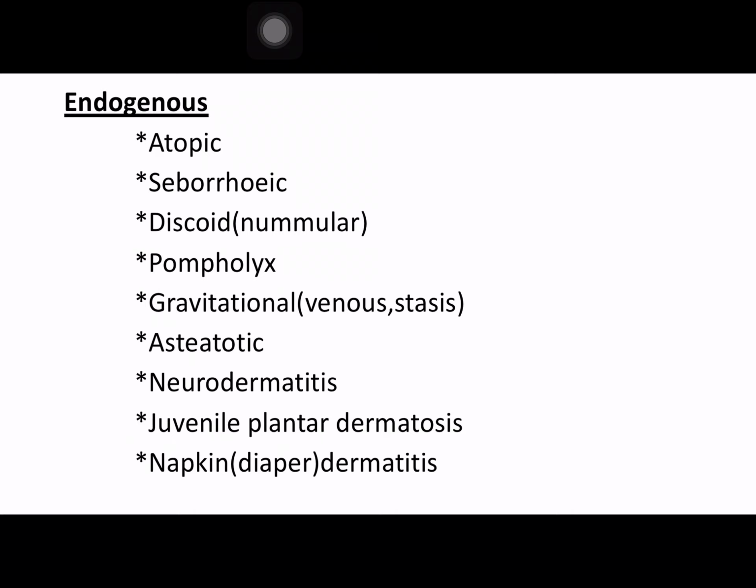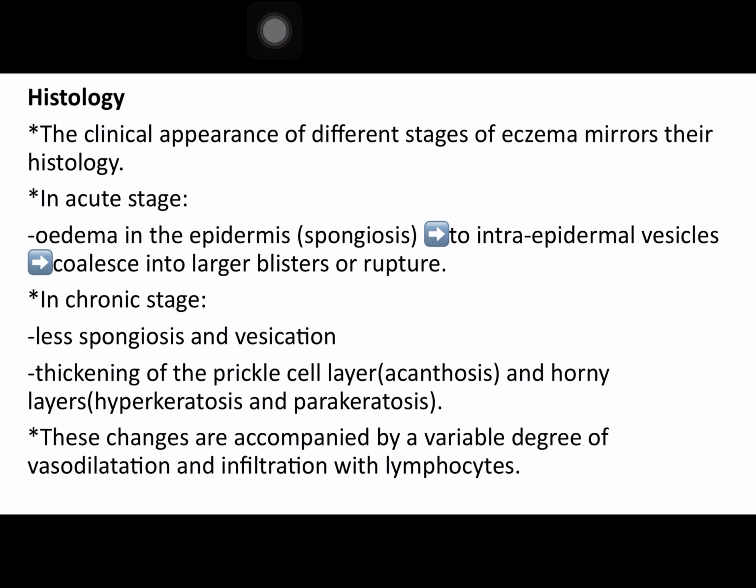dermatosis, and diaper dermatitis. In histology, the histology of dermatitis is so important. Every type of dermatitis can pass in 2 or 3 stages: acute, subacute, and chronic dermatitis. All of these stages have certain clinical features and certain morphology, and certain histology, and the clinical appearance mirrors the histology.